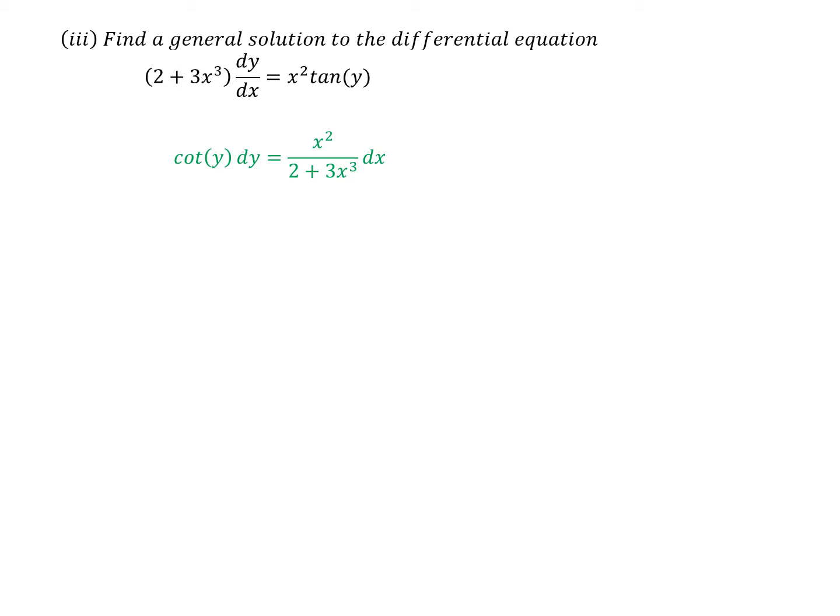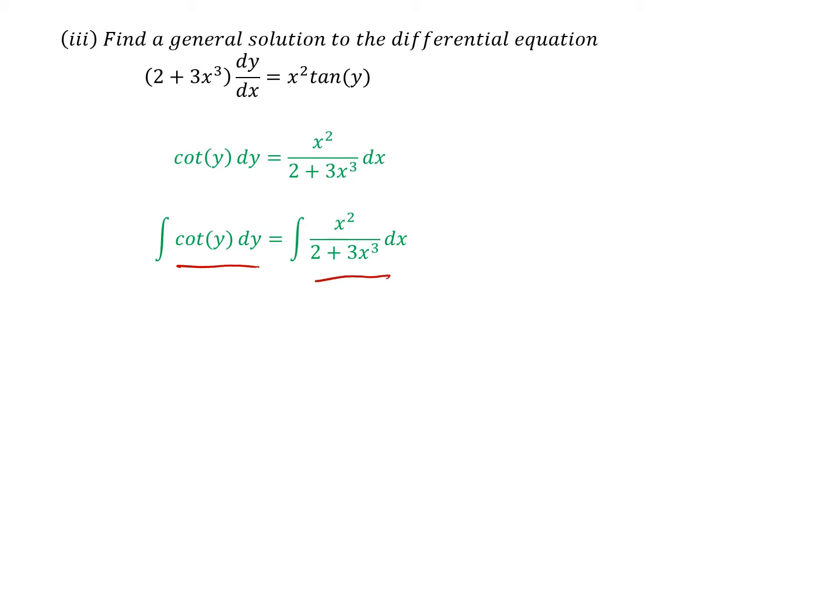So when I do that cross multiplication, I get this equation now. So now I've separated the variables. I've got all of the y's on one side and all of the x's on the other. I'm now ready to integrate each side. So how do I integrate cot y dy? Well, this is an integral which is in the formula book for A level. That's ln sine y.